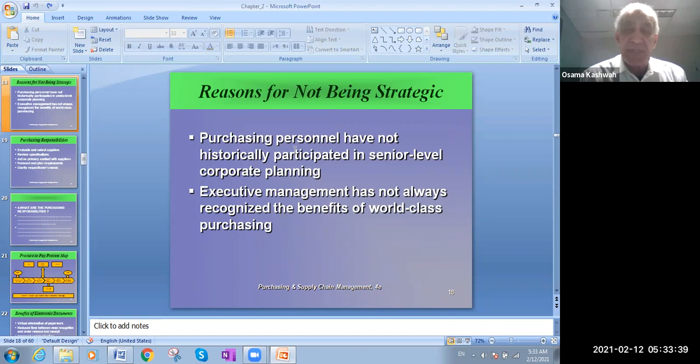The word strategic in general means of vital importance. So you always try for all your activities to be very strategic, like it's very important for yourself, for your organization, and for others.